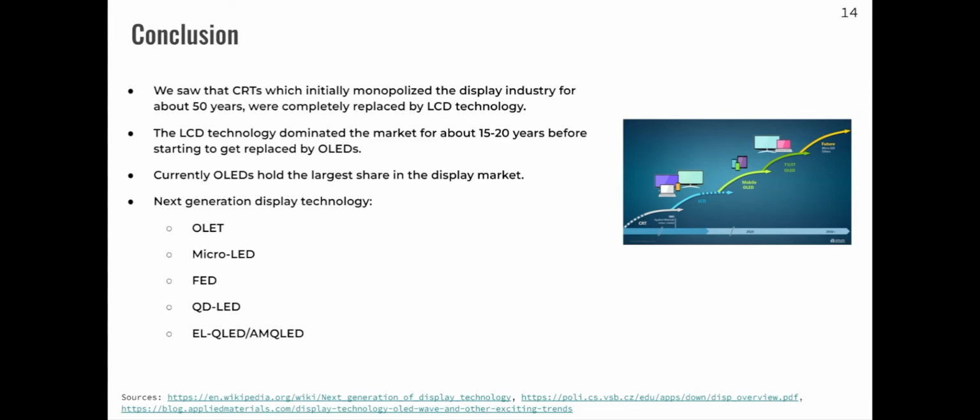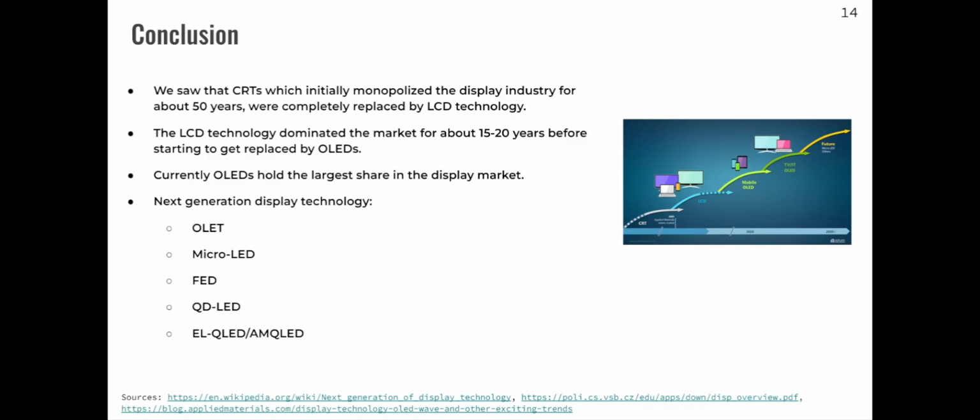We saw that CRTs, which initially monopolized the display industry for about 50 years, were completely replaced by LCD technology. The LCD technology dominated the market for about 15 to 20 years before starting to get replaced by OLEDs. So currently OLEDs hold the largest market share in the display market. In other display applications, technologies such as plasma displays, FEDs, which is field emission displays, and electronic paper are also competing for market share.